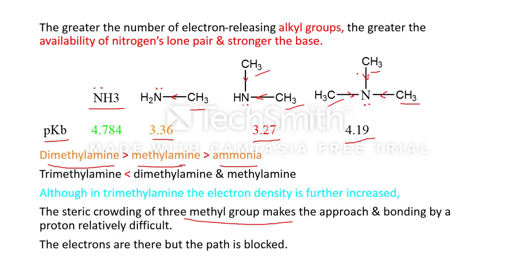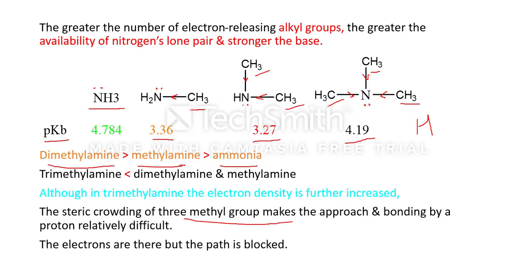It means the three methyl groups produce a steric effect. Steric effects are generally electrostatic effects, steric inversion effects. It produces some restriction to attaching a hydrogen. Here the electrons are there, but the path is blocked. The lone pair of electrons is more available because the three methyl groups attached to the nitrogen are electron releasing.